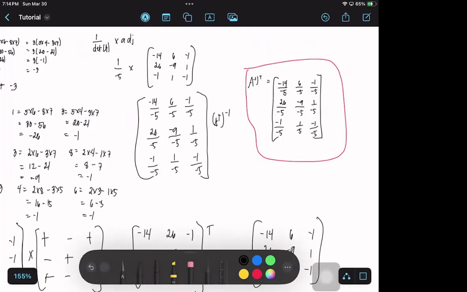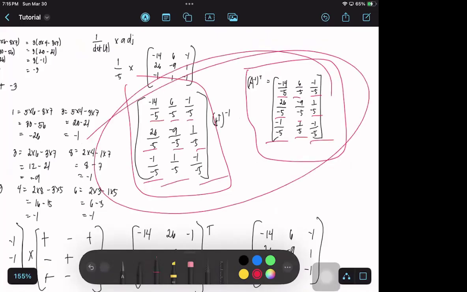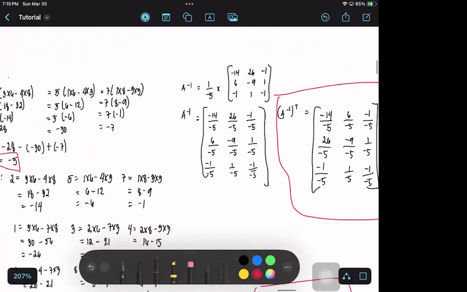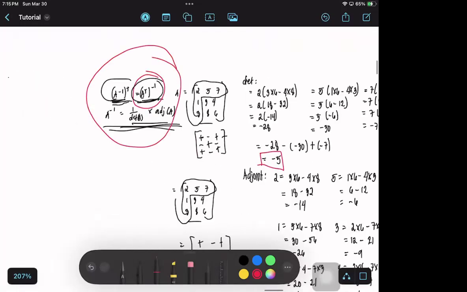Right, this is your A inverse, and right now this is your transpose of A, then we get the inverse. So comparing them: negative 14 over negative 5, 6 over negative 5, negative 1 over negative 5, 26 over negative 5, negative 9 over negative 5, 1 over negative 5, negative 1 over negative 5, and 1 over negative 5, negative 1 over negative 5. So they are absolutely the same. That means our formula that we were able to use here is definitely correct.